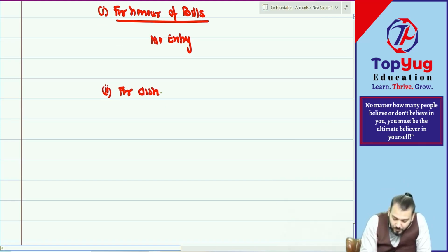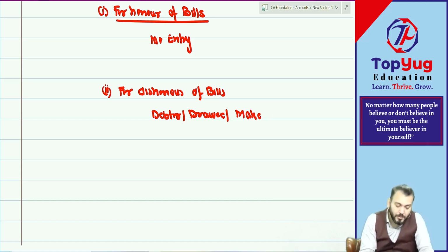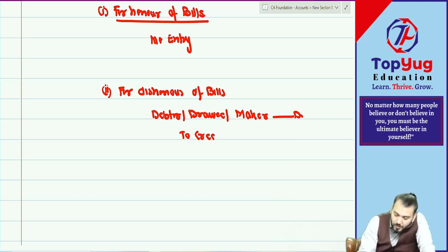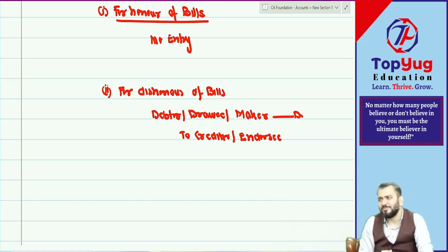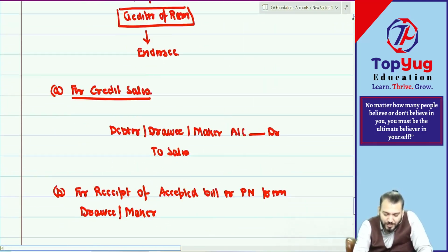For dishonor of bill, it is debtor account debit, or drawee account debit, or maker account debit. Yes or no? Correct. To what? To creditor, or we call him what? Endorsee in this chapter. I am writing endorsee also because in books it might happen they have used the name endorsee. Understood. But he was originally creditor. Done. Correct. Now if you have understood this, then discounting you can say by your own. But have you understood this?